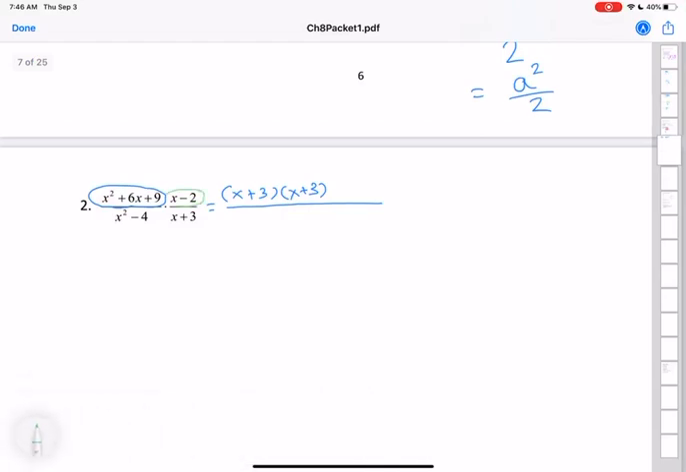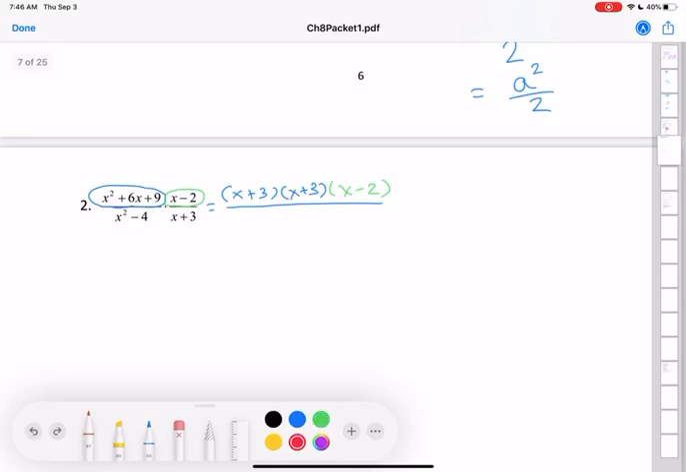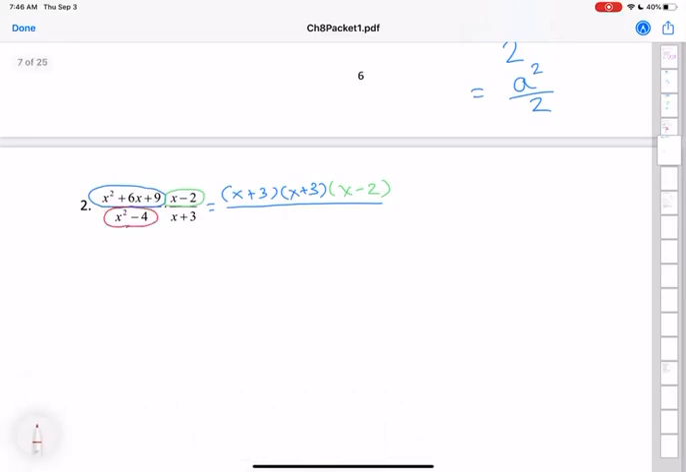This x minus 2, that I cannot factor anymore, so I'll just stick them here because we're just multiplying straight across. X squared minus 4, difference of squares. So I have x plus 2 times the quantity x minus 2. And this x plus 3 I can't do anything with, so I'll just stick them here.